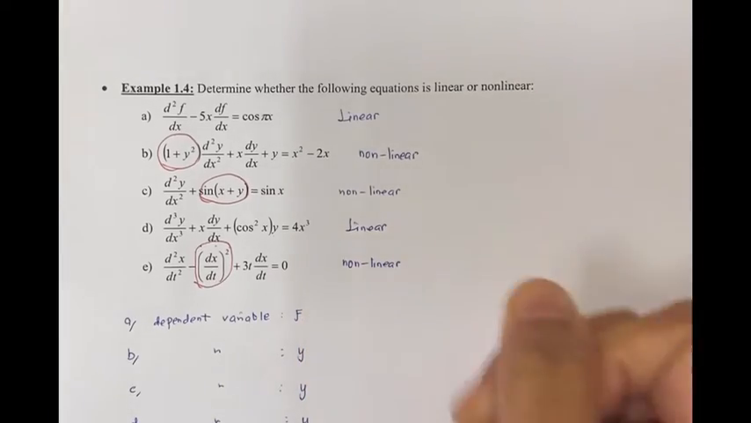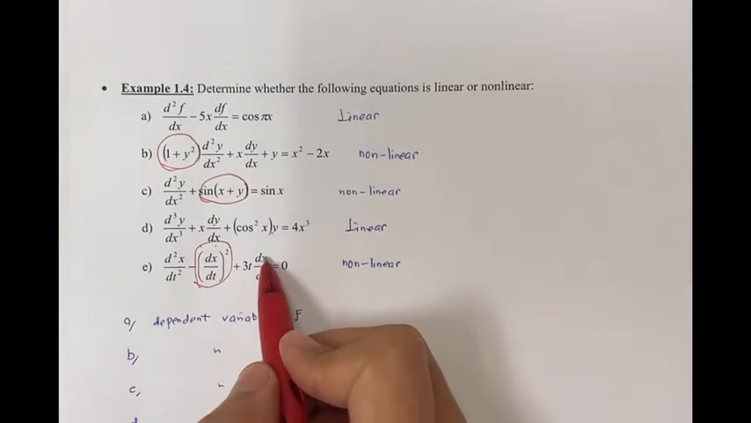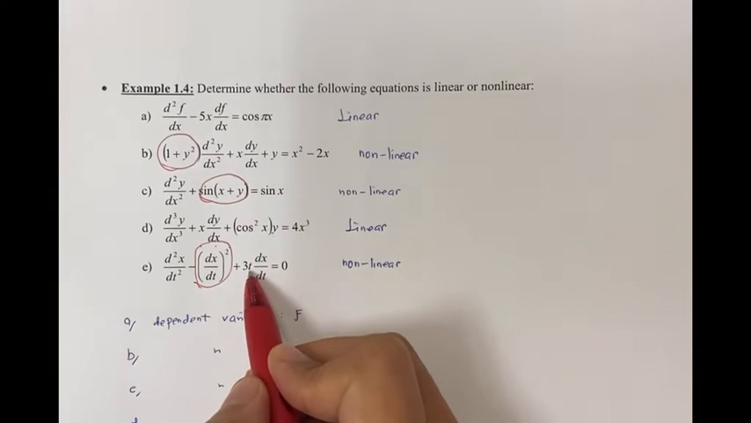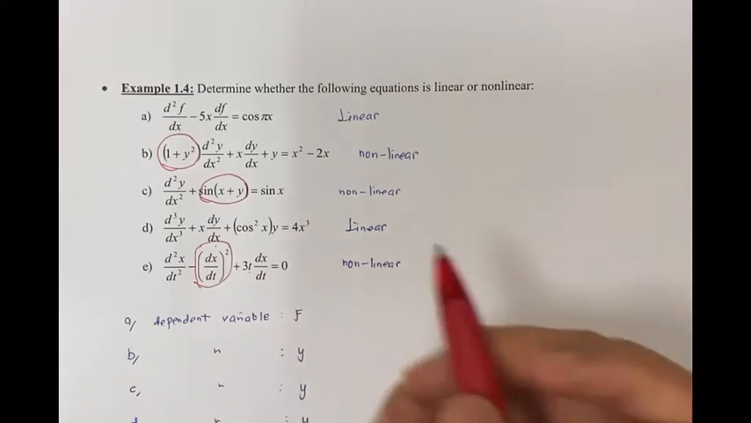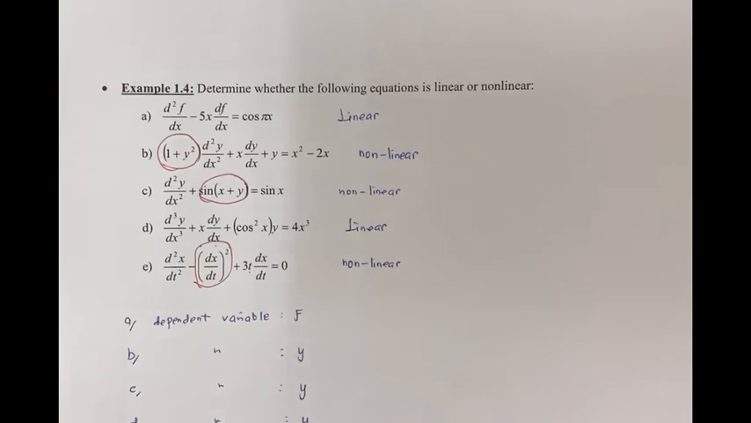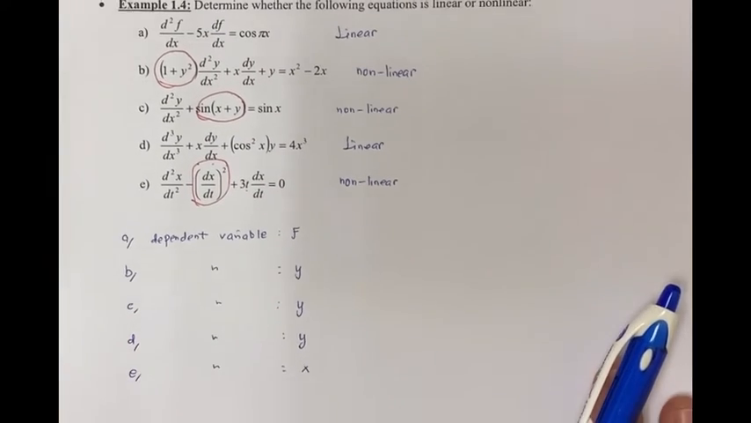Okay. You have 3t multiplied by dx over dt, but now t is your independent variable. It's not a dependent variable. So there is no problem with this term. Okay, so that's it for linear and non-linear.